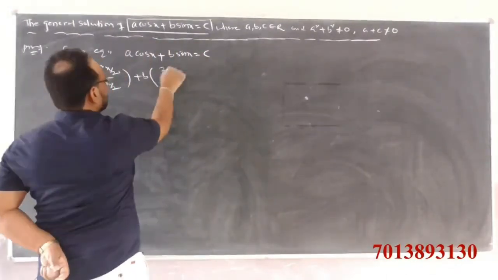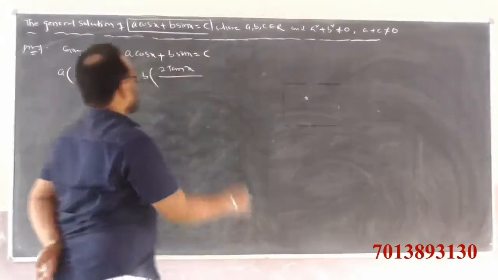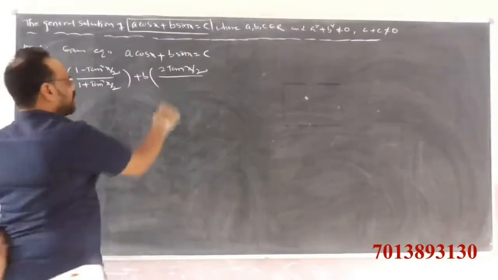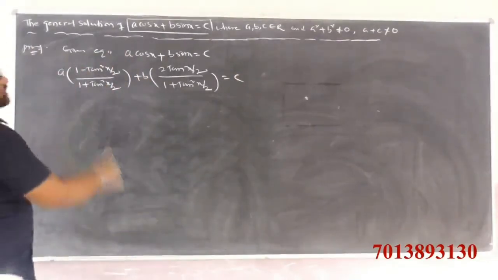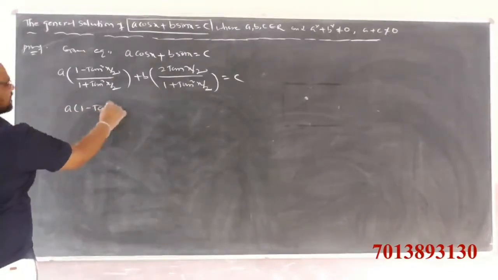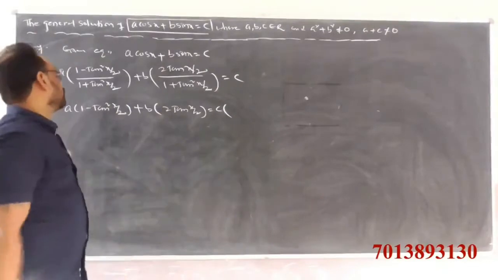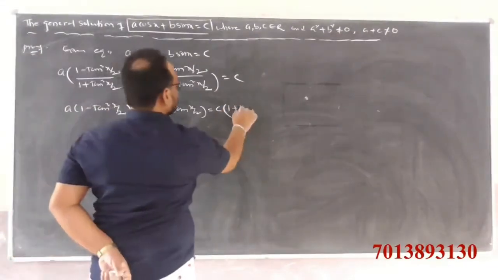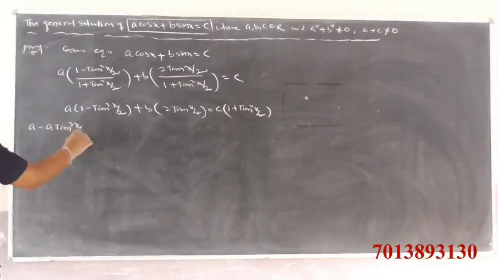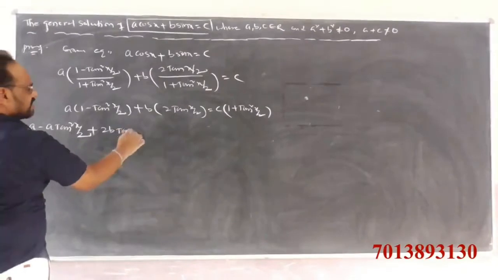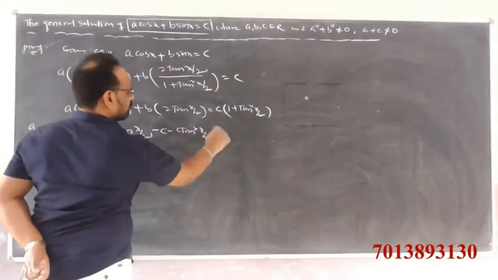So sin x means 2 tan x by 2 over 1 plus tan square x by 2, and that equals c. What is the LCM here? The LCM is clearly 1 plus tan square x by 2. So a into 1 minus tan square x by 2 plus b into 2 tan x by 2 equals c into 1 plus tan square x by 2, since the denominators are the same. Multiplying out, we get a minus a tan square x by 2 plus 2b tan x by 2. If you transpose the c term, minus c tan square x by 2 equals 0.